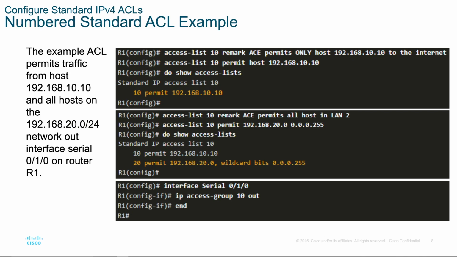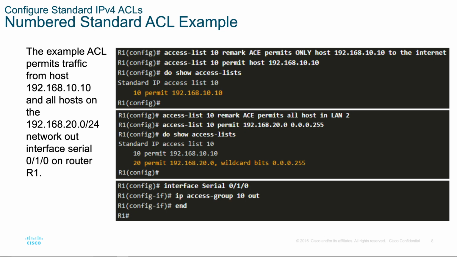So here's a couple of examples. So we have access list 10 and a remark saying what we're going to be doing. So we only want to permit the host to travel to the internet. So it's a permit host and the address, and then we want to continue and go, we're going to also permit all hosts on the LAN number 2. So the actual command is access list 10 permit, and then that second network with the wildcard mask representing the network, which is a /24.